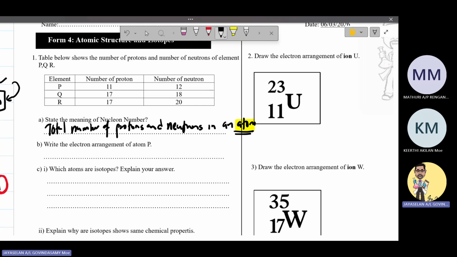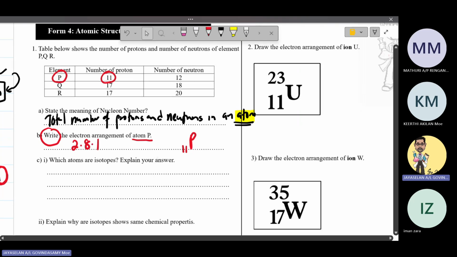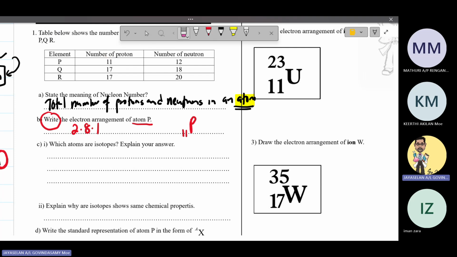Now they ask you to write the electron arrangement of atom P. So for atom P, you put the proton number 11, and you put 2.8.1. You already score 1 mark. Any question? This type of question you cannot get wrong in your exam. We are discussing this question.